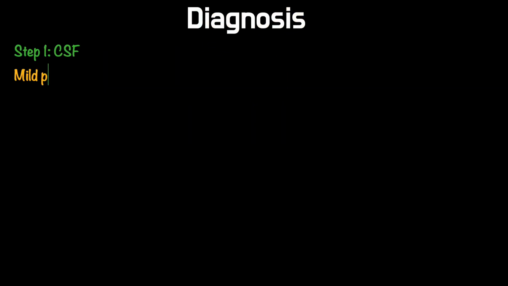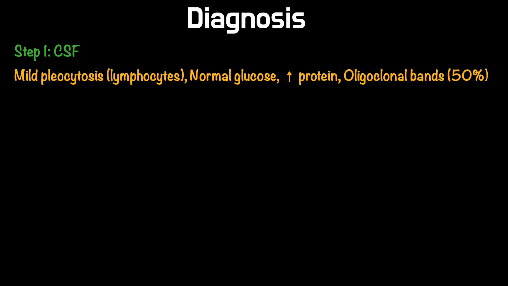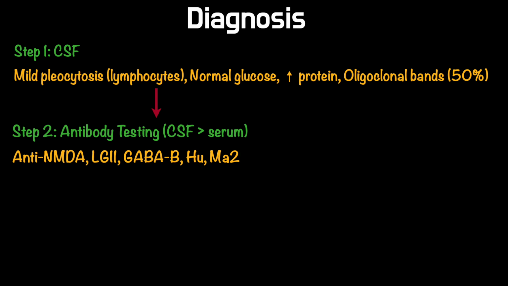So how do we diagnose this case? We diagnose it by CSF, cerebrospinal fluid, obtained from lumbar puncture. There will be mild pleocytosis of lymphocytes, normal glucose level, increased protein level, and oligoclonal bands in 50% of the cases. Then you can do antibody testing, where CSF is preferred to serum: anti-NMDA, LGI2, GABA B, Hu, MA2. These are all autoantibodies causing autoimmune encephalitis.